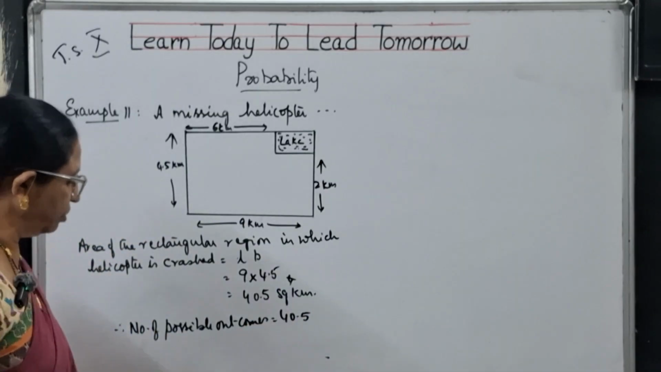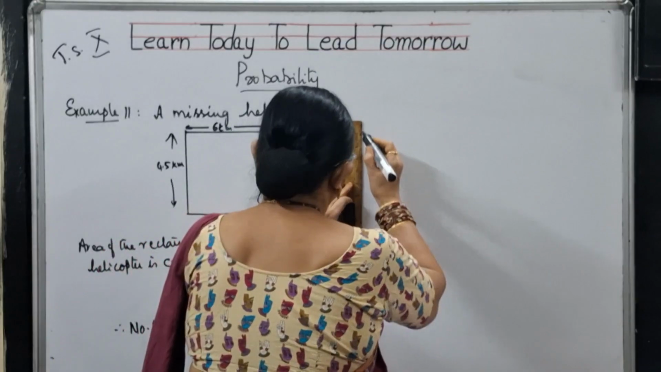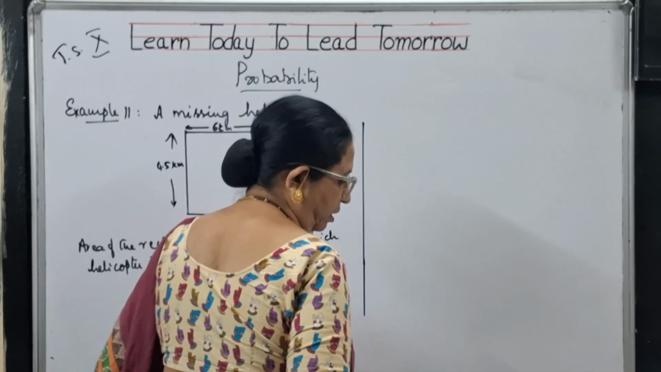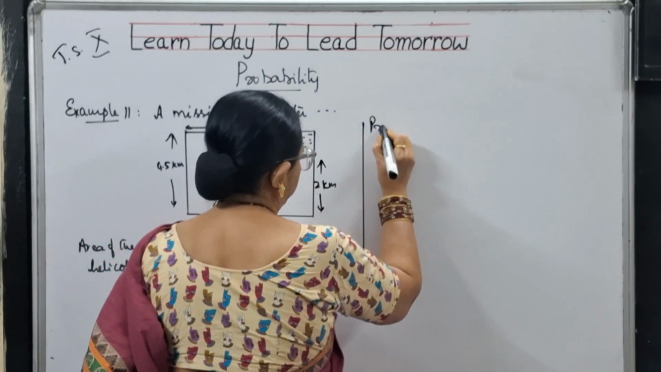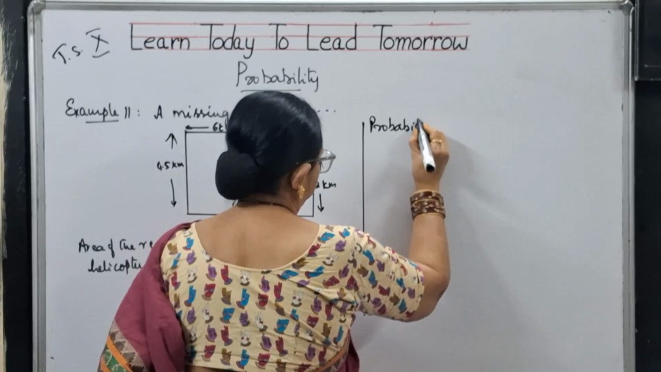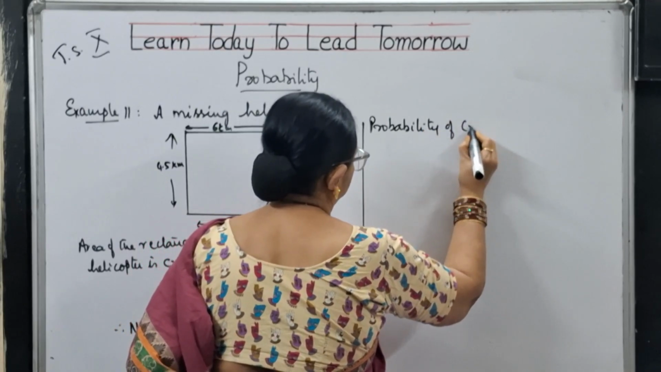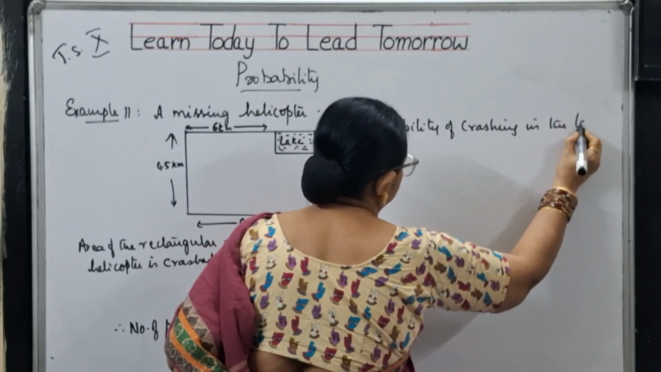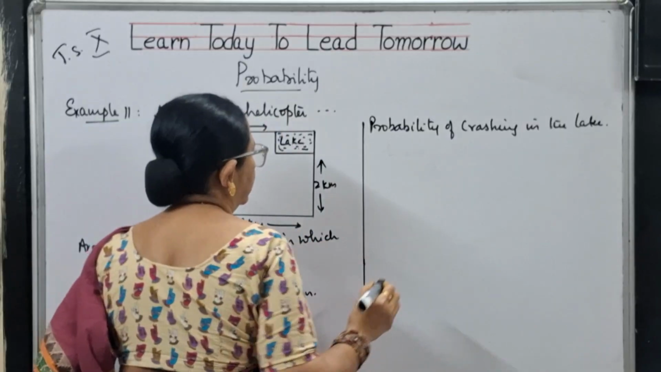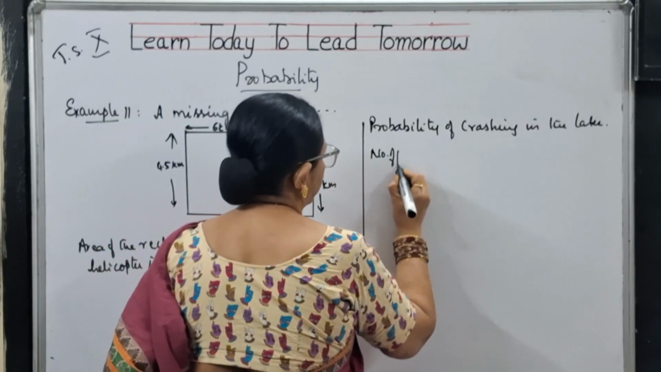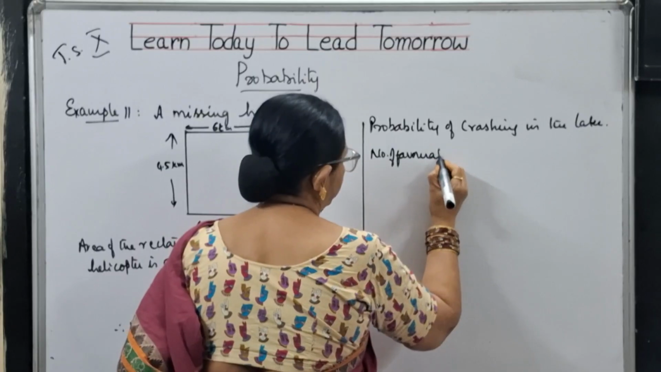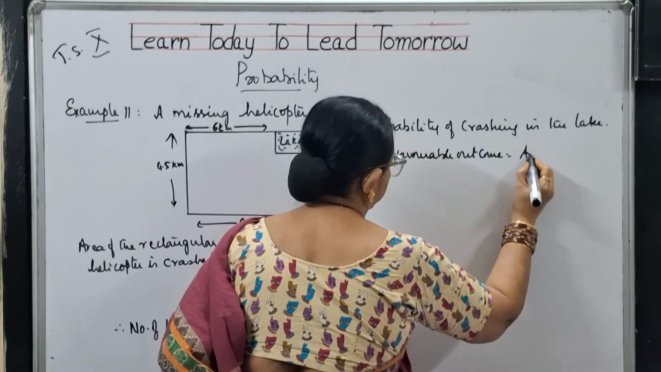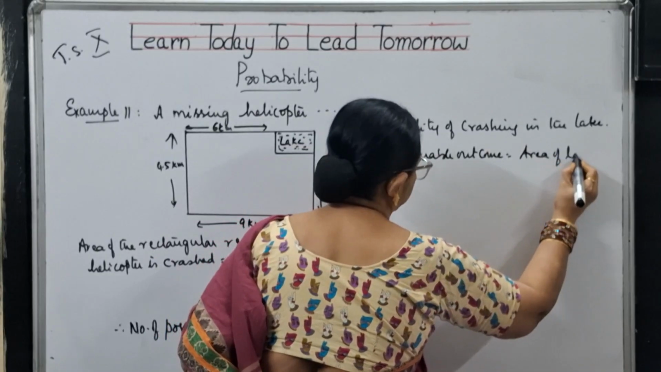Now the question is the probability of crashing in the lake. Here, the number of favorable outcomes will be nothing but the area of the lake.